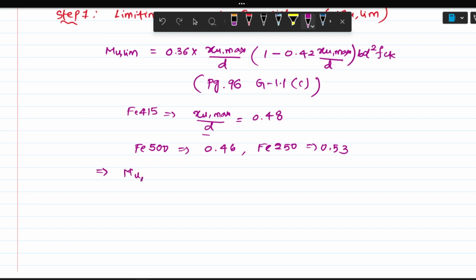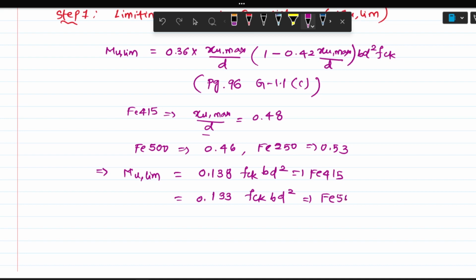That is Mu limit is equal to 0.138 FCK BD square, which is for Fe415 grade, and 0.133 FCK BD square, which is for Fe500 grade of steel, and also 0.148 FCK BD square, which is for Fe250 grade of steel. So these are the reduced equations.